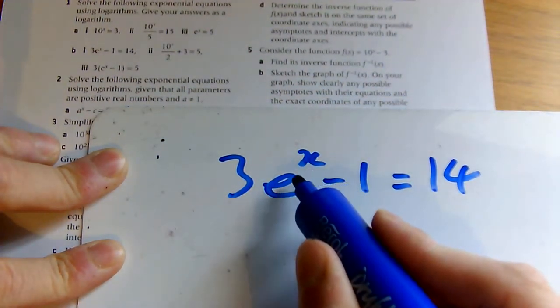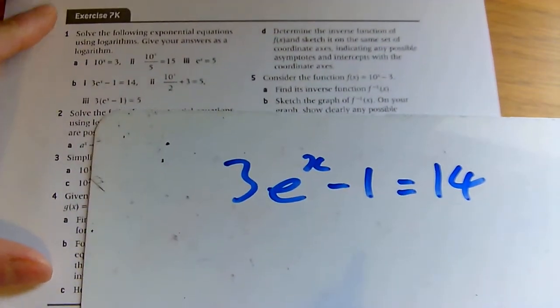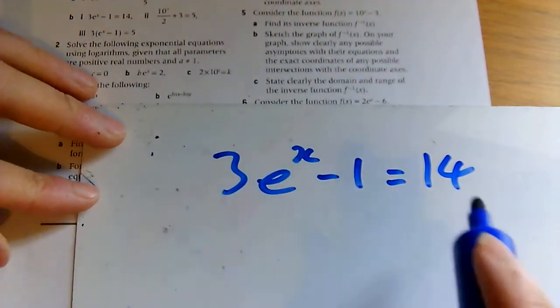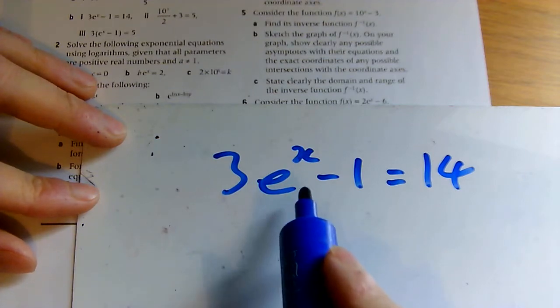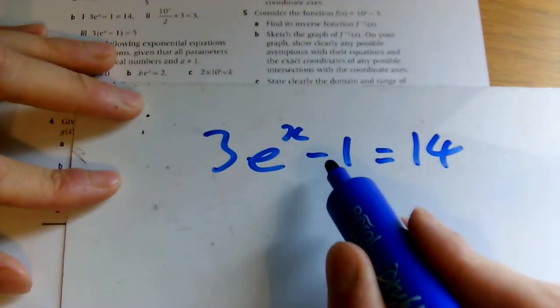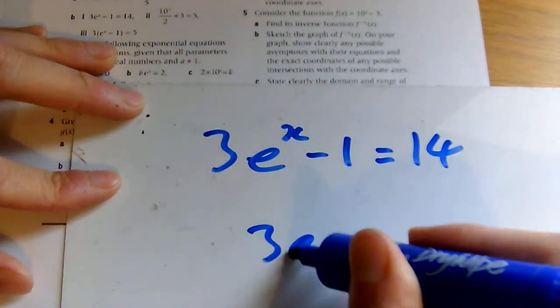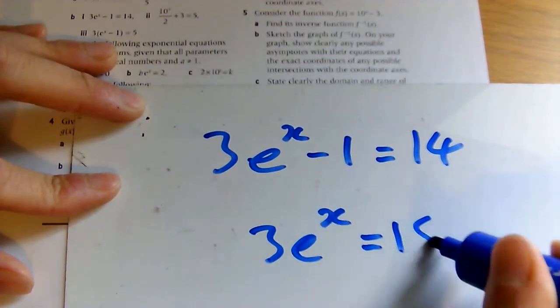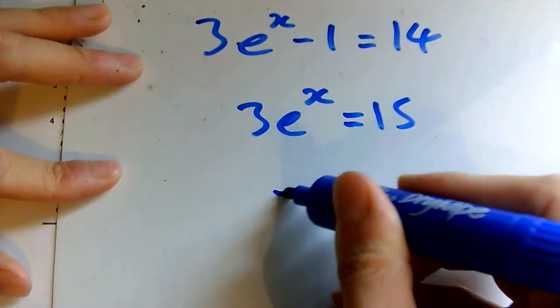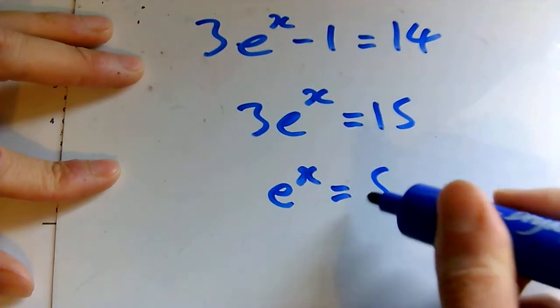That means we're trying to work out what x is. And in this question, we have to give our answer as a logarithm. So you do this by trying to isolate the x as much as possible, like in any equation. If we add 1 to both sides, we're going to get this. Divide by 3, we're going to get this.